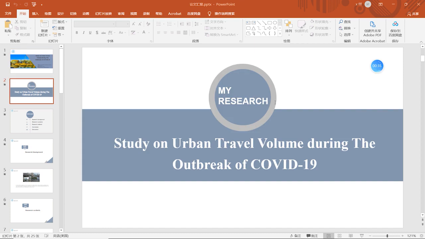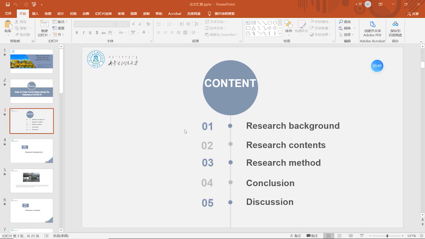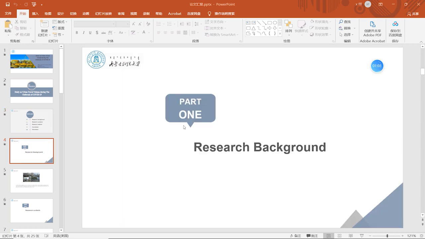Our research is a study on urban travel volume during the outbreak of COVID-19. I will introduce our research step by step from the following 5 parts. 1. Research background. 2. Research context. 3. Research method. 4. Conclusion. 5. Discussion. The first is the research background.